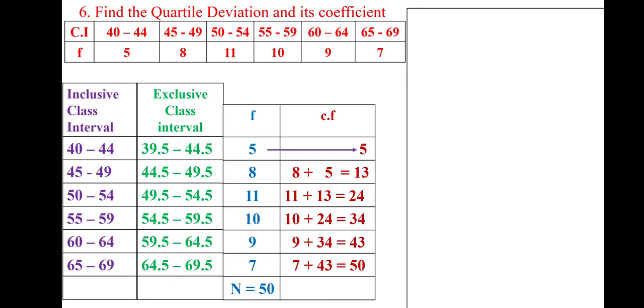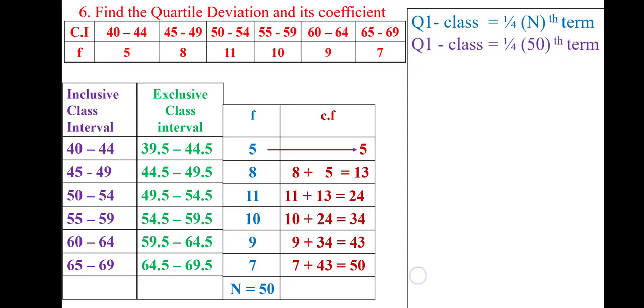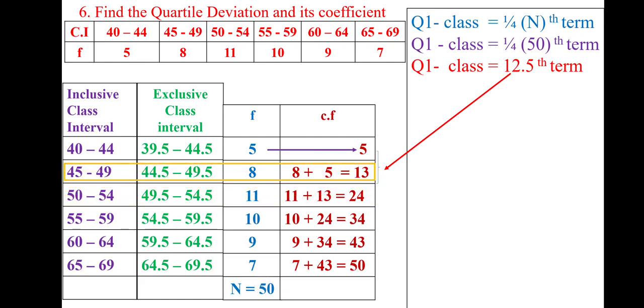We know how to find the Q1 class. The Q1 class formula is 1/4 of the nth term. Here n is 50, so 50 divided by 4 gives 12.5. The value 12.5 lies between 5 and 13. In that, the maximum value is 13, so that row will be selected. Here we need to consider only the exclusive class interval. So as per this, the Q1 class is 44.5 to 49.5.